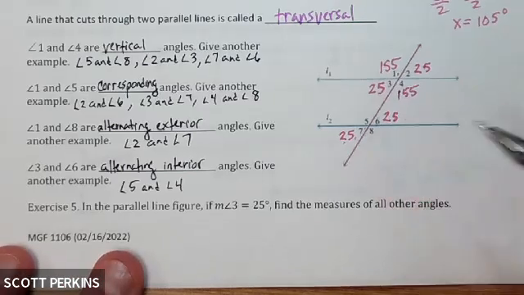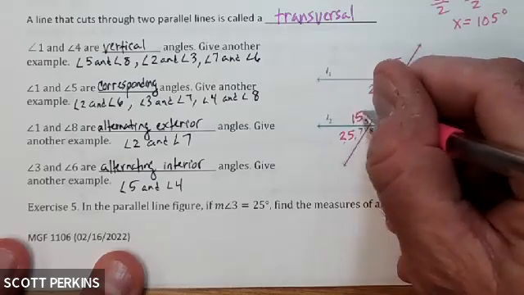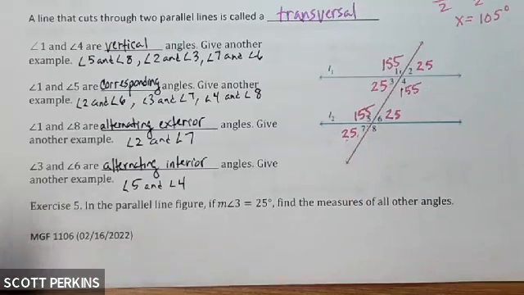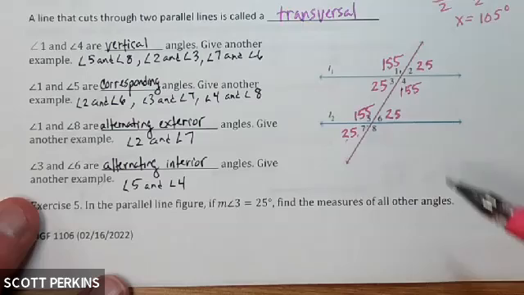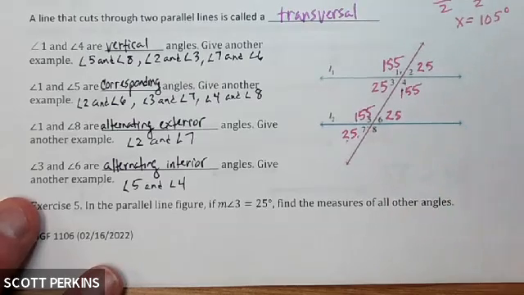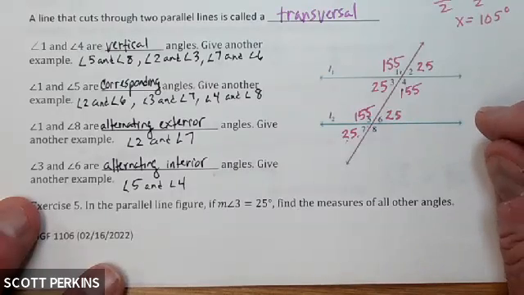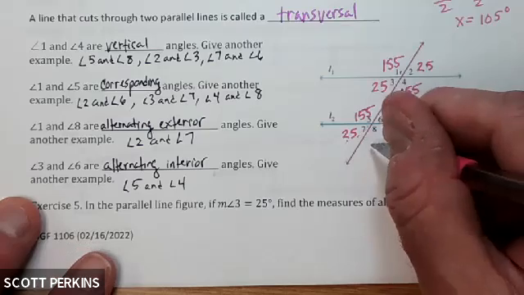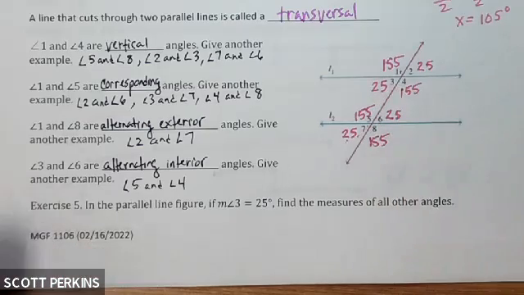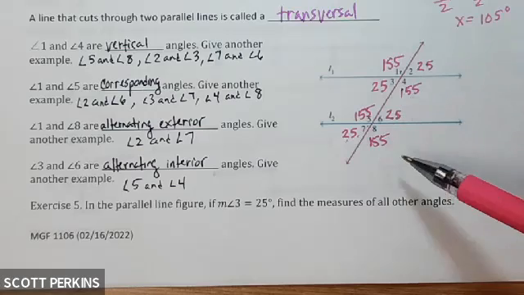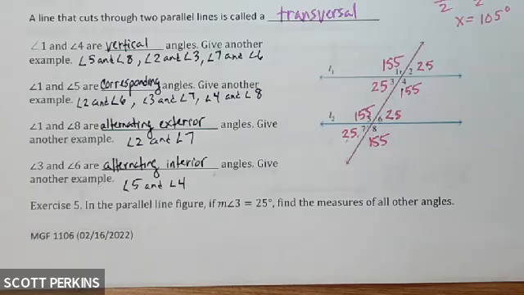How about angle 5? What's the reason, or one of the reasons, just give me one, that angle 5 is 155? Sure, alternating interior with 4, corresponding with 1. Either one of those things, if it occurred in your brain, would have been a great thing to say. You could have also said it's supplementary with angle 7. And then last but not least, angle 8. It's vertical with 5. It corresponds to 4. It's alternating exterior with 1. There's lots of different things you could say for that.